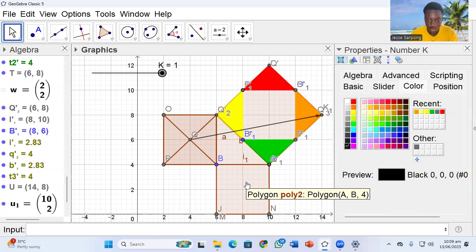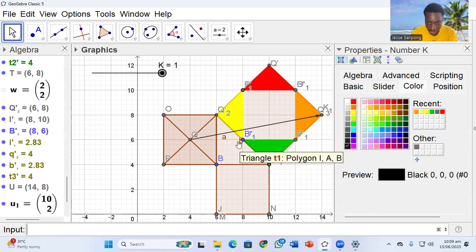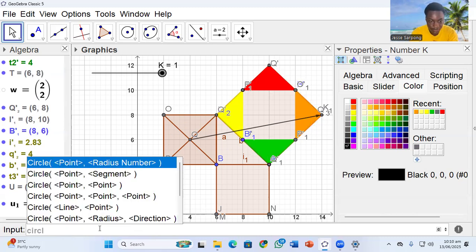Now the next thing we want to do is to move the square below also to the middle space over here. So what we do to move this square below is to connect this point J to the slider. But first, we have to construct a circle. The circle has to pass through this point, where the green triangle is. So the circle with point and radius number.